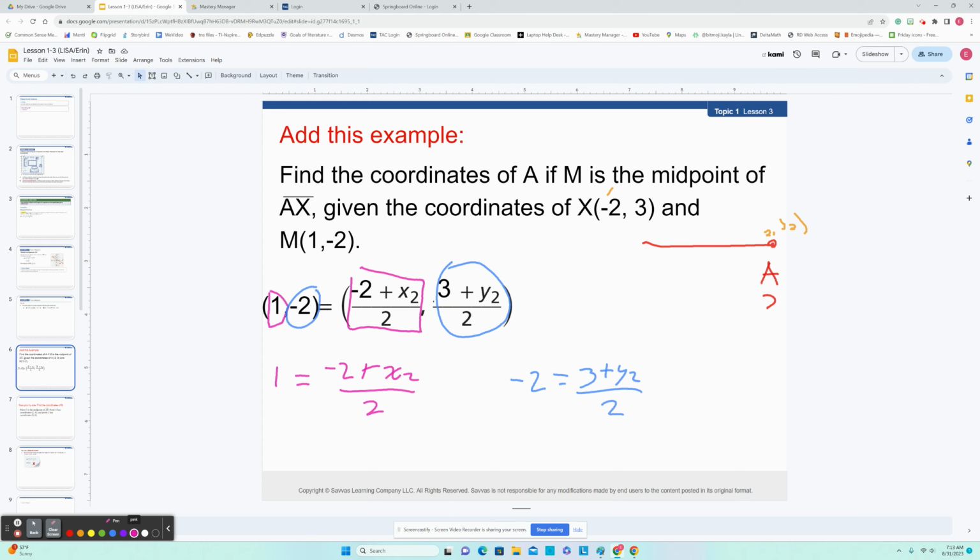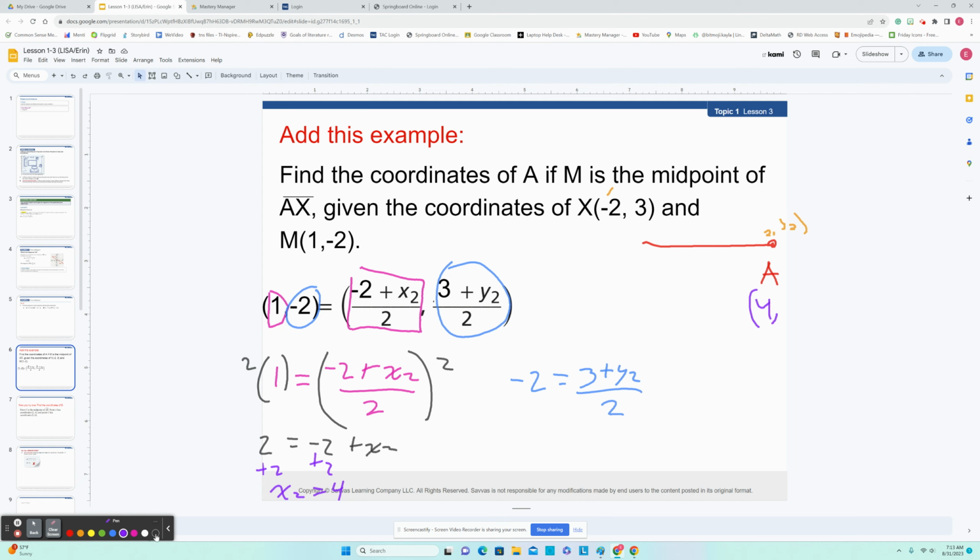From here, we're going to solve. So my first step is going to be multiply both sides by 2. So this will be 2 equals -2 plus x sub 2. And then I'm going to add 2 to both sides. So this tells me that x sub 2 is equal to 4. So that is the first coordinate of A. Okay, if I was going to write this in, I would have 4 for that part of the coordinate.